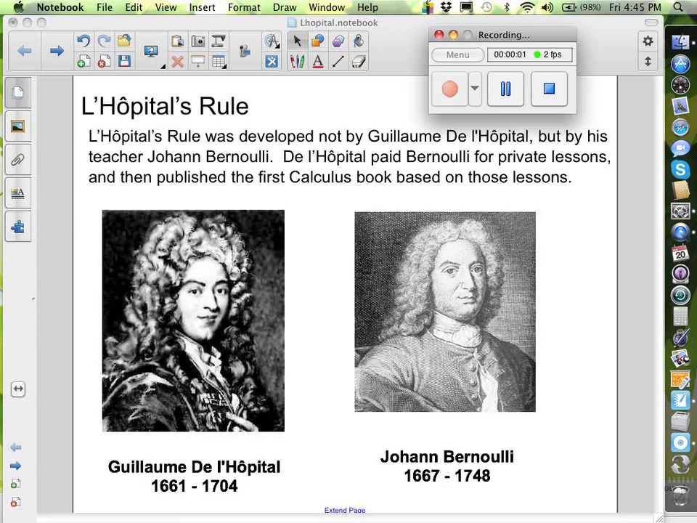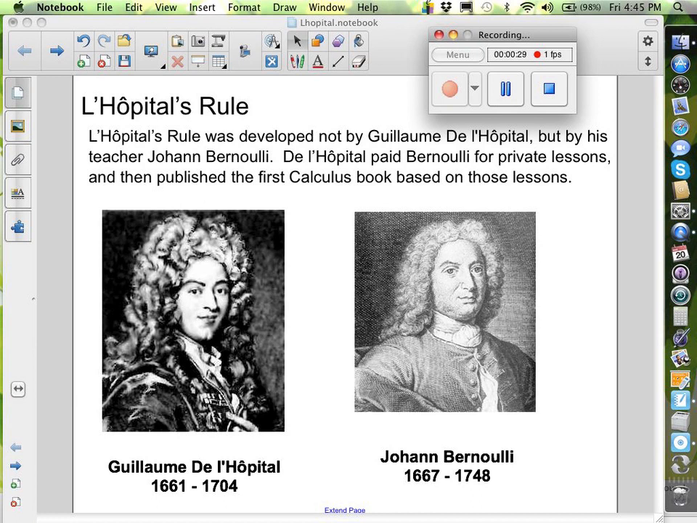In this lesson, we're going to be looking at L'Hôpital's rule. L'Hôpital's rule was not actually developed by Guillaume de L'Hôpital, whose name the rule bears, but rather Johann Bernoulli, who was L'Hôpital's teacher. Bernoulli signed an agreement that any discoveries that came about from him teaching de L'Hôpital were free for the taking from Guillaume de L'Hôpital.